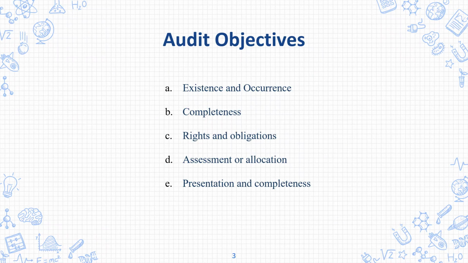Let's start with the audit objectives first. In audit objectives, there are existence and occurrence, completeness, rights and obligations, valuation or allocation, and last but not least, presentation and disclosure.